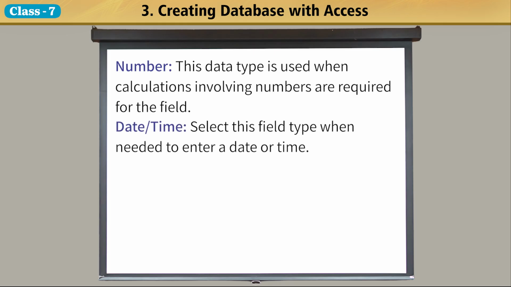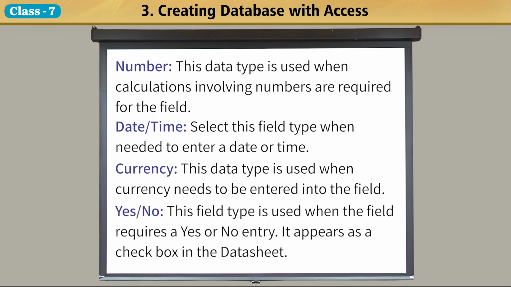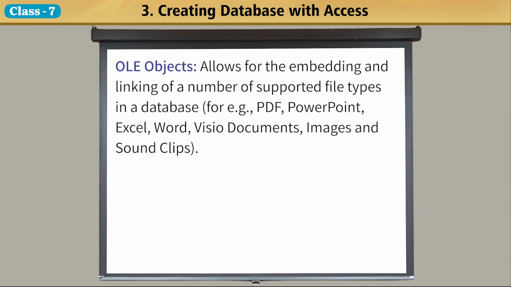Date time. Select this field type when needed to enter a date or time. Currency. This data type is used when currency needs to be entered into the field. Yes/No. This field type is used when the field requires a yes or no entry. It appears as a checkbox in the datasheet. OLE Objects allows for the embedding and linking of a number of supported file types in a database, for example, PDF, PowerPoint, Excel, Word, Visio documents, images and sound clips.